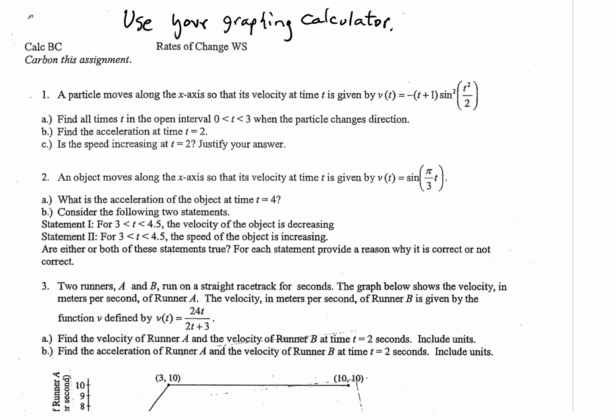So here's what I'm talking about. We're just going to do problem 1 together, but hopefully it's going to let you have a great idea on how to proceed with the rest of the worksheet. It says a particle moves along the x-axis, so we've got horizontal movement, right? This is a horizontal left to right movement. Its velocity is given to us as the opposite of t plus 1 times sine squared of t squared over 2. And they're saying for part A, find all the times t in the open interval from 0 to 3 when the particle changes direction.